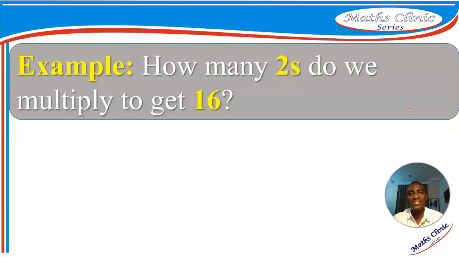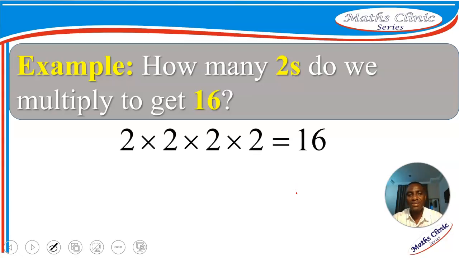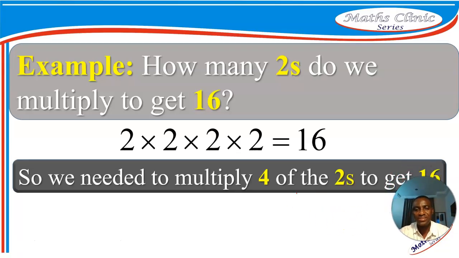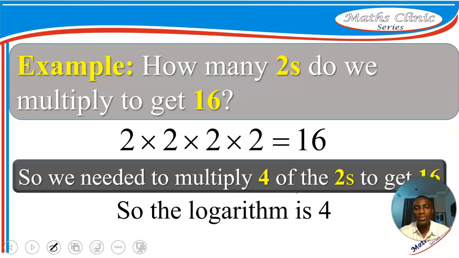For instance, if I say, how many 2's do we multiply to get 16? The answer would be 2 times 2 times 2 times 2 gives you 16. What it means is that you need to multiply 4 of the 2's to get 16. So in the simplest way, we will say that the logarithm is 4. That means how many 2's can we multiply to get 16? And the answer is 4.